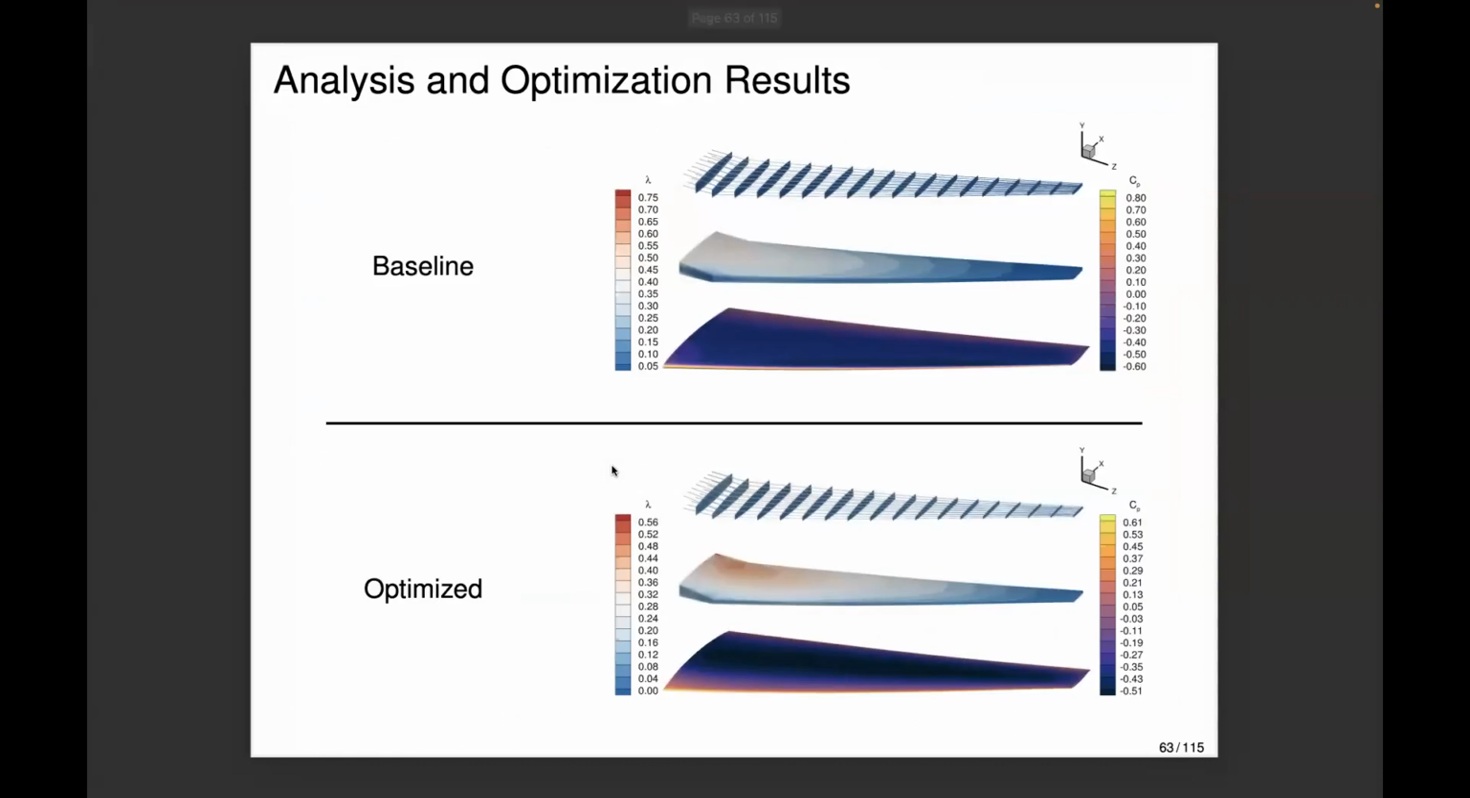And this is what your final results might look like. The top is the baseline analysis. Here we have an exploded view. Of course, in the simulation, these are all coincident, but on the top we have the ribs and stringers shown with the von Mises failure condition value, and then the skin surface in the middle, and then contours of coefficient of pressure on the bottom of the baseline design.